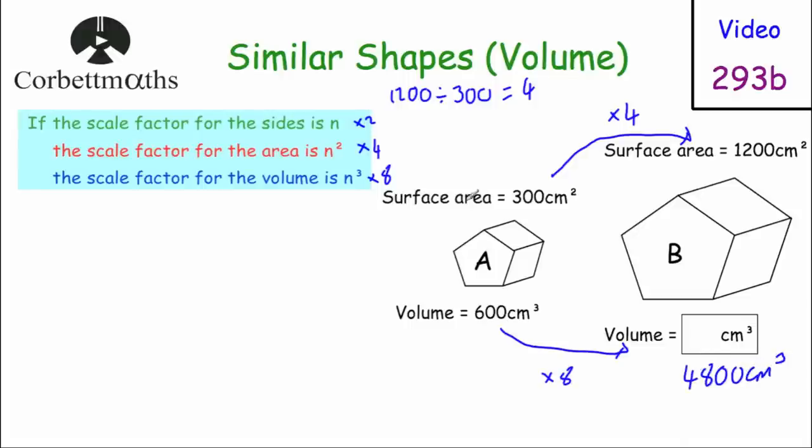So that's great. That means if we know what the surface areas are, we can divide them to see how many times larger the surface area is for the larger shape than the smaller one. We can then square root that, and that'll tell us the scale factor of enlargement for the sides. If instead we knew the volumes, we could divide the volumes, and in this case that would have been 8, and then we could cube root that to find the scale factor of enlargement for the sides, and then we could square it to get the areas and so on.